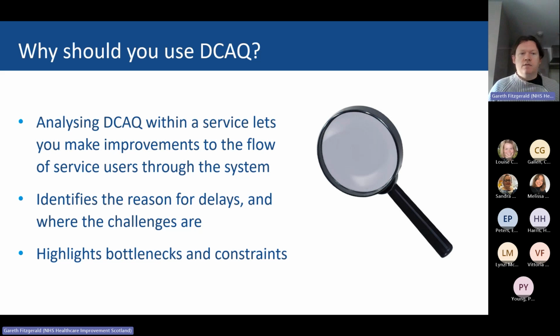So I mentioned there about highlighting the reasons for the delays and where the challenges are, and highlighting the bottlenecks and the constraints. And just a quick definition of a bottleneck: it's the part of the system where flow is obstructed, thus causing waits and delays. But there's usually a root cause of the bottleneck, and that's the constraint that we need to look at within that bottleneck.